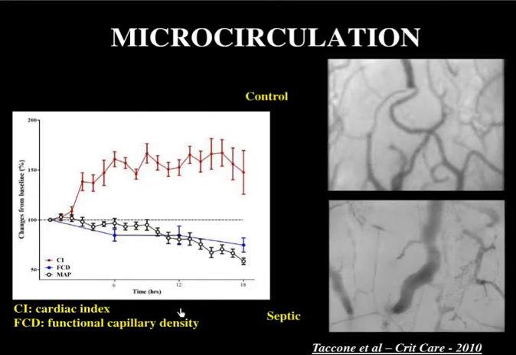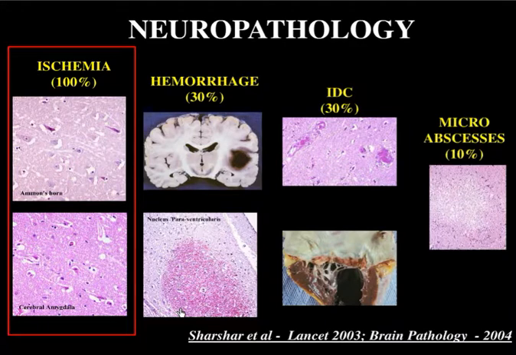And this has been well evidenced by Fabio in a publication in Critical Care in 2010. We know that neuropathology can show diffuse ischemic damage in patients who died from septic shock, and sometimes hemorrhage or lesions of disseminated intravascular coagulopathy, and more exceptionally microabscesses.